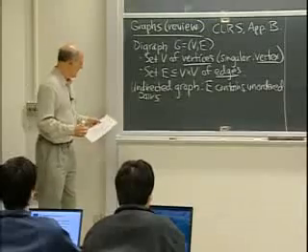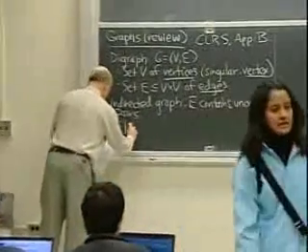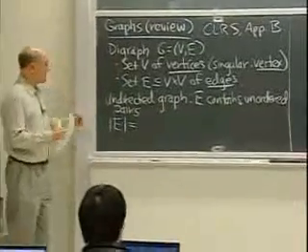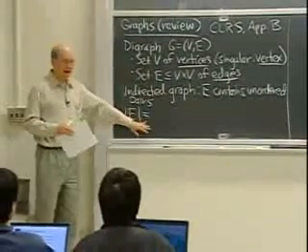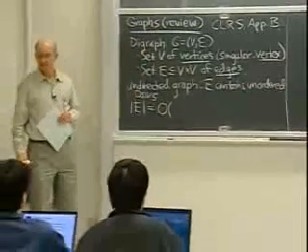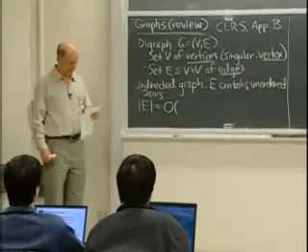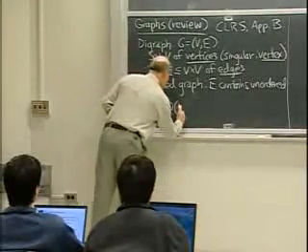Good. So the number of edges, whether it's directed or undirected, is O of what? V squared. Good.